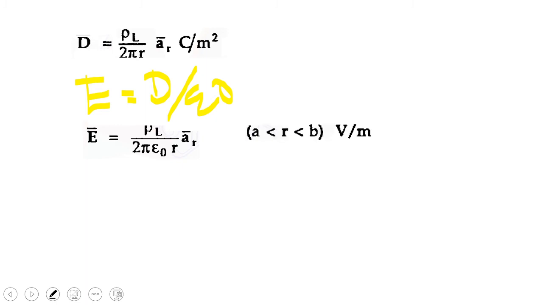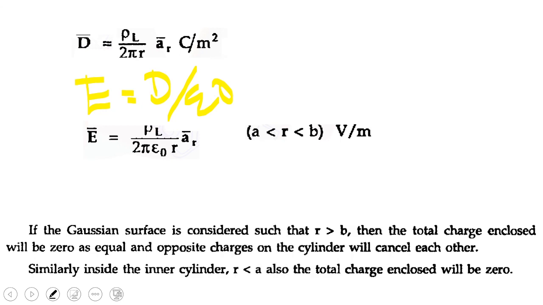So this is for the region R is between A and B. And the important thing to be remembered is when R is between A and B, E value is rho L by 2 pi epsilon naught R into AR vector. In case we have taken the Gaussian surface outside the coaxial cable, so R is greater than B, this condition is for outside the coaxial cable.